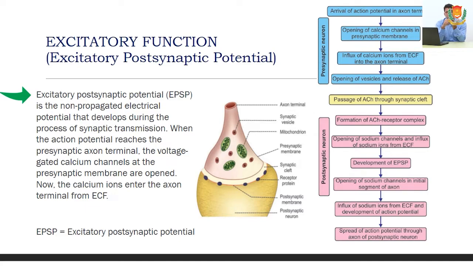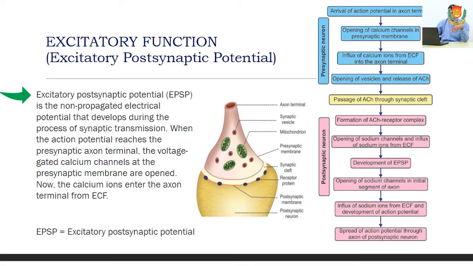Okay, when it makes a complex with the receptor, what will happen in the postsynaptic neuron? Sodium channels will open and there is influx of the sodium ion from extracellular fluid. जो extracellular fluid से sodium ions postsynaptic neuron में enter करेंगे and develop the excitatory postsynaptic potential that will transmit the action potential through the axon of the postsynaptic neuron. Likewise फिर वो next neuron में इसी तरीके से transmit होगा. So we have seen here how the excitatory mechanism works.